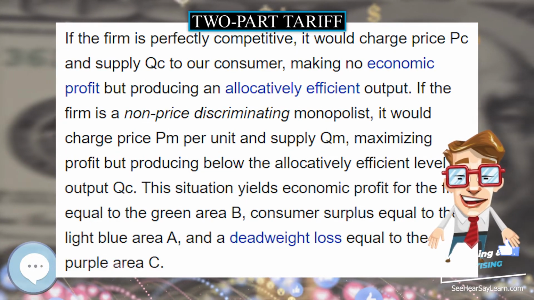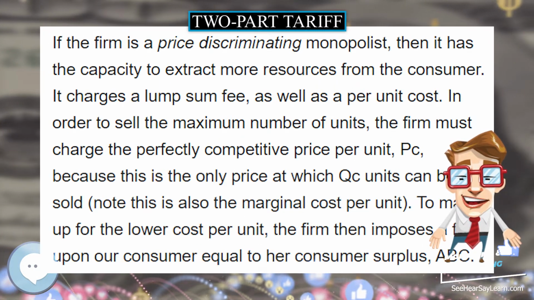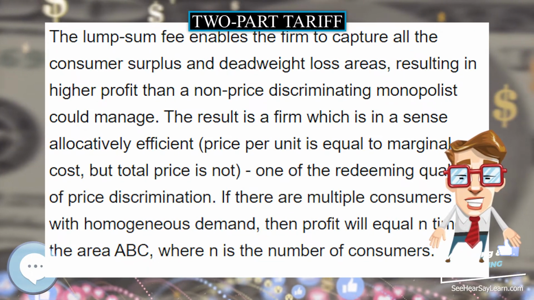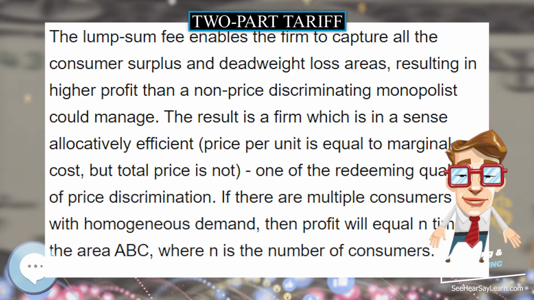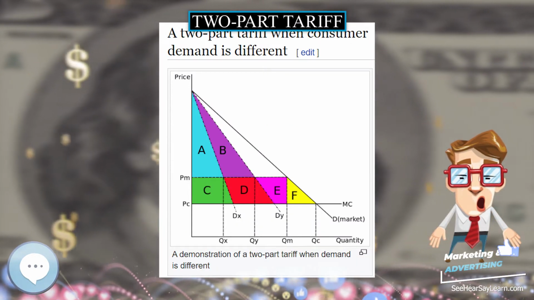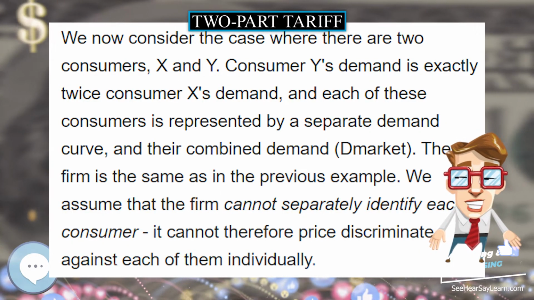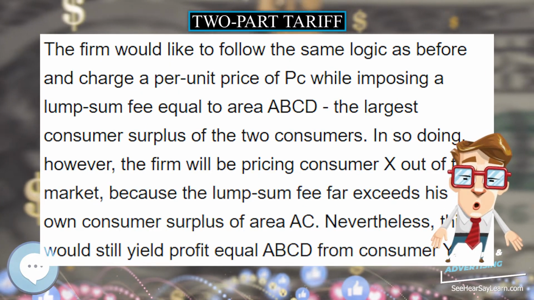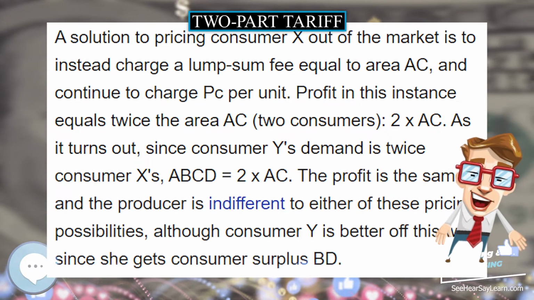Thus, as long as he receives an appropriate amount of goods, such as QC, then he will be willing to pay his entire surplus, ABC, in addition to the cost per unit under perfect competition, PC by QC, i.e. the entire area under the demand curve up to point QC. If the firm is perfectly competitive, it would charge price PC and supply QC to our consumer, making no economic profit but producing an allocatively efficient output.